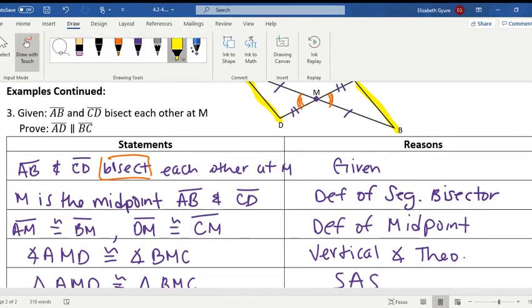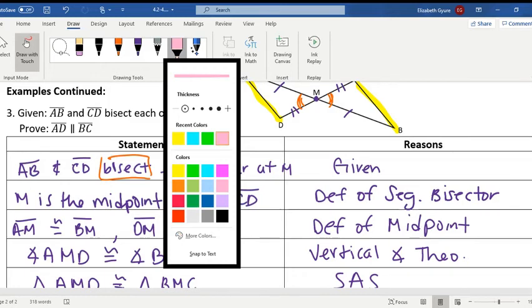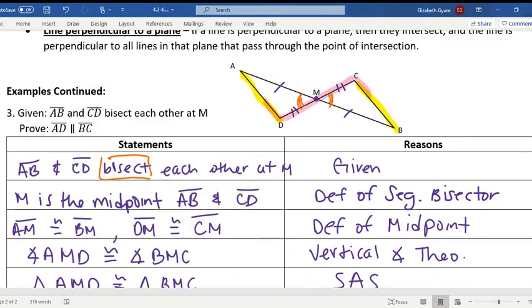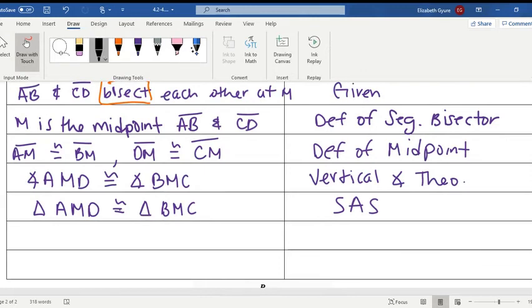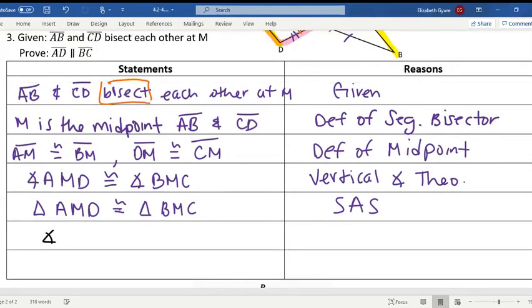Yeah, alternate interior angles. Remember the little trick to look for your zigzag shape? So now that we know our triangles are congruent, am I allowed to say angle D and angle C are congruent? Yeah, because they're corresponding parts. So we can do that. So I'm going to say that angle D is congruent to angle C, and that is CPCTC. Corresponding parts of congruent triangles are congruent.